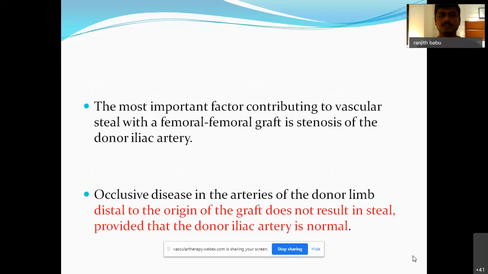The most important factor contributing to the vascular steal with the femoral graft is the stenosis of the donor iliac artery. The occlusive disease of the donor limb distal to the origin of the graft does not result in any steal. So the main important factor is stenosis of the proximal donor iliac artery rather than the distal disease.